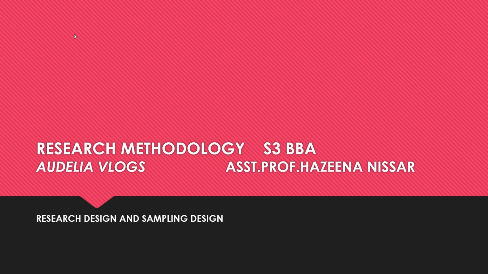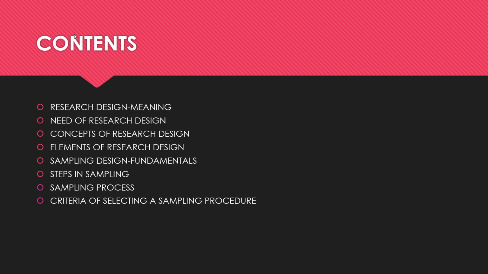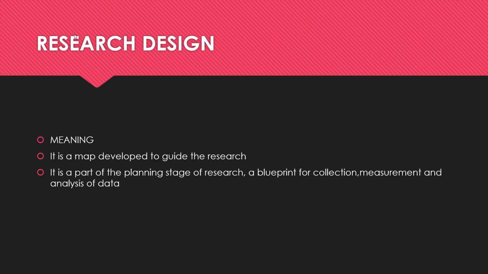Today we can study Research Methodology Module 3. So I am focusing on exam points of view, so you have to study all what I am going to teach here. First is research design. We can study the meaning of research design. It is a map developed to guide the research. It's a part of the planning stage of research, a blueprint for the collection, measurement, and analysis of data. A research design gives direction to the study.